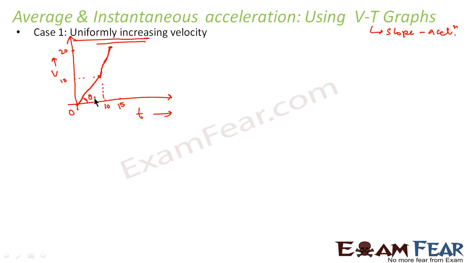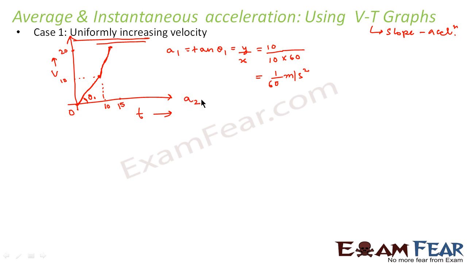Now what will be the value of A1? Let us suppose this angle is θ1. If we want to calculate the value of A1, it would be tan θ1, that is equal to y by x. Now y would be 10, x would be 10. That would be equal to 10 divided by 10, but this 10 is in minutes, so we will convert it into seconds. So this will be equal to 1 by 60 meter per second square. This is what we got even in the previous slide.